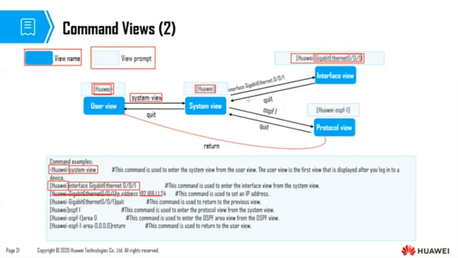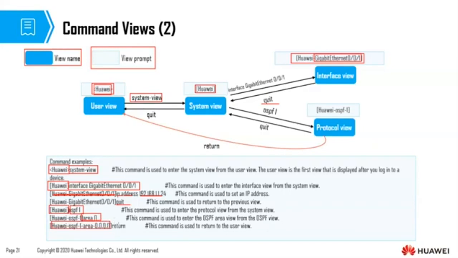Now, in order to go back from one view to another view, the command that is used is quit. So if we are in the interface view and we want to go back to system view, we type the command quit. It will take us back to the system view. If we want to get to a protocol view, we can type, for example, the command ospf 1, then, for example, area 0, and it's going to take us into the area view. You can see that that is the area view.